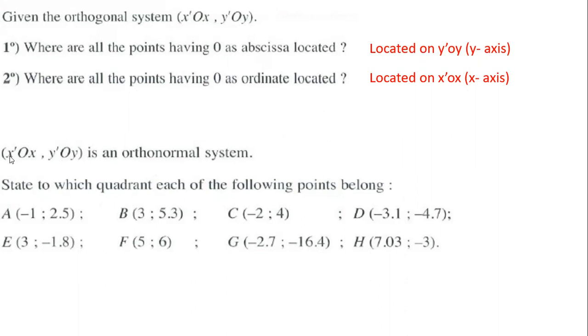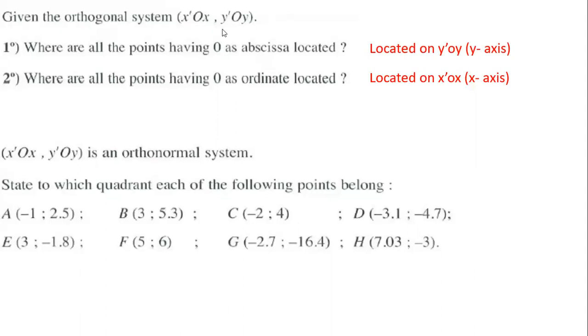X prime o x, y prime o y is an orthonormal system. Continue. State which of the following points below. Miss, your sound is lagging.